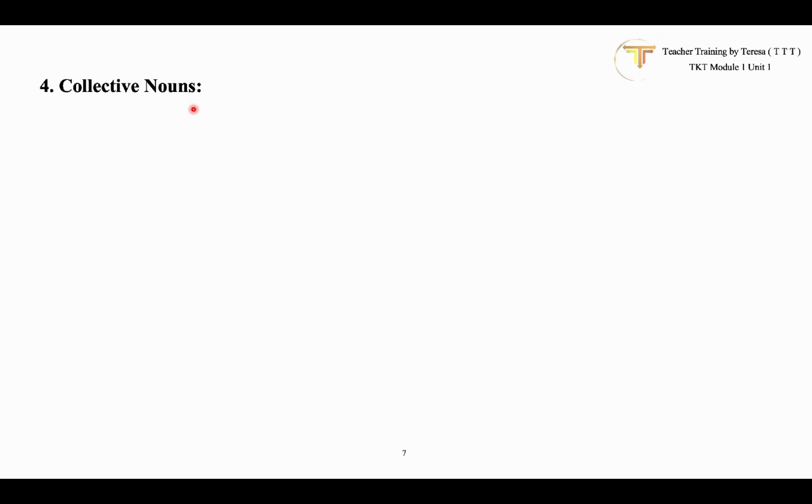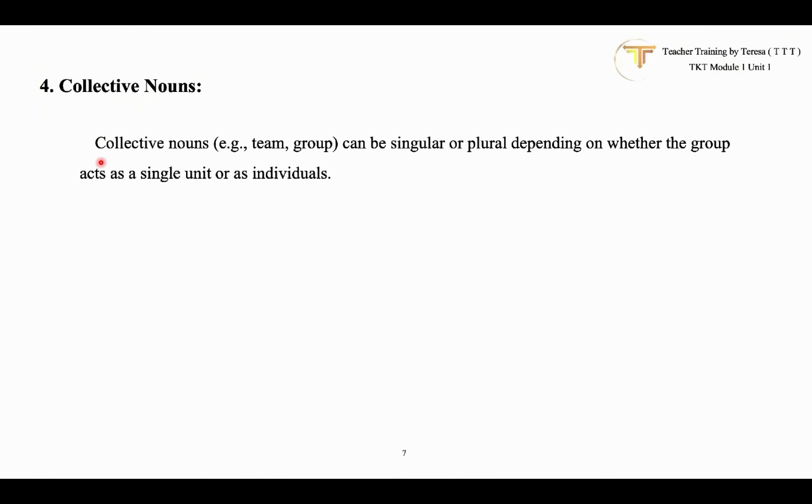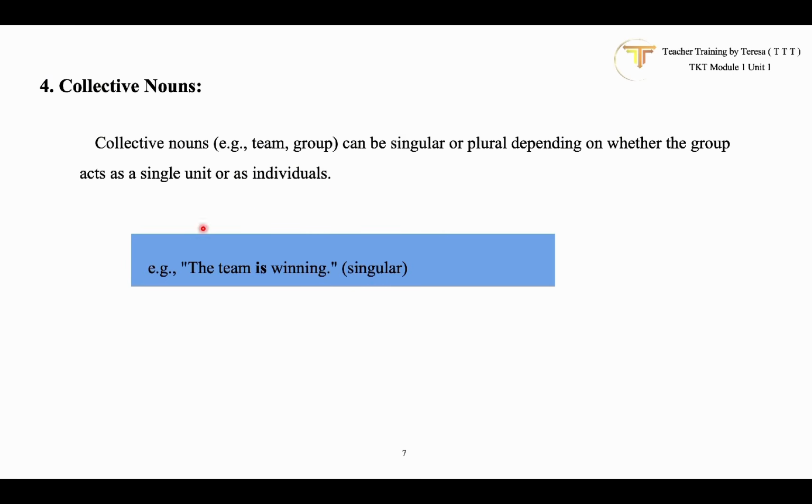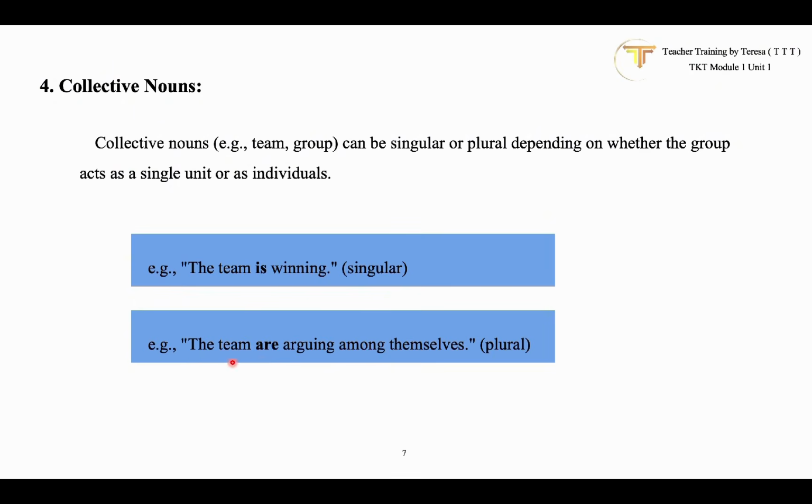4. Collective nouns. Collective nouns, for example, team, group, can be singular or plural depending on whether the group acts as a single unit or as individuals. The team is winning. Singular. The team are arguing among themselves. Plural.